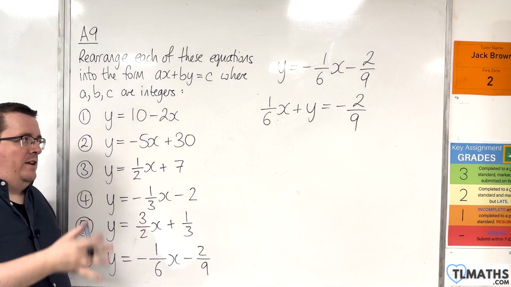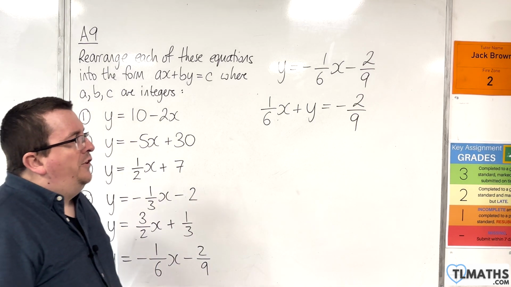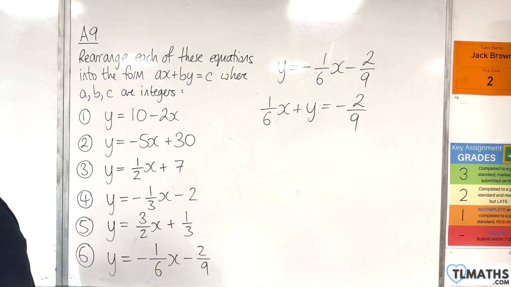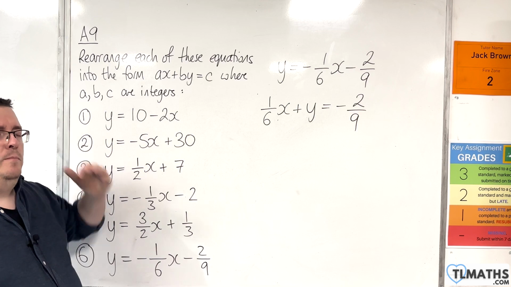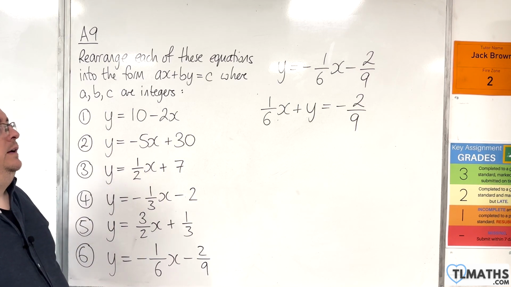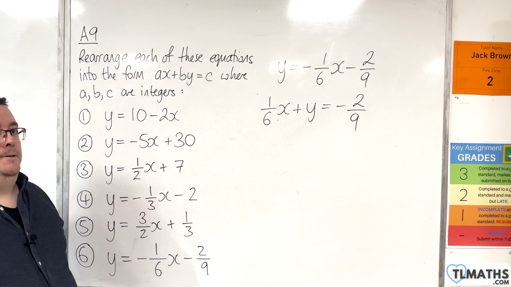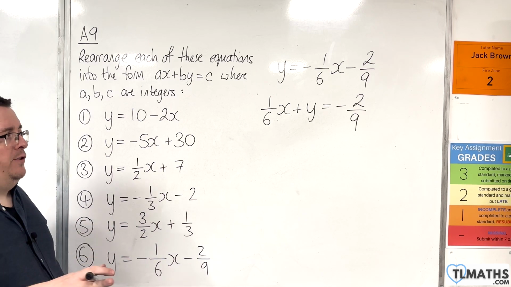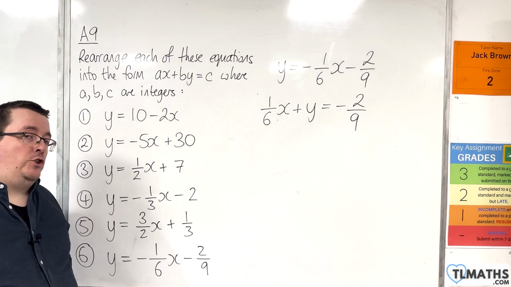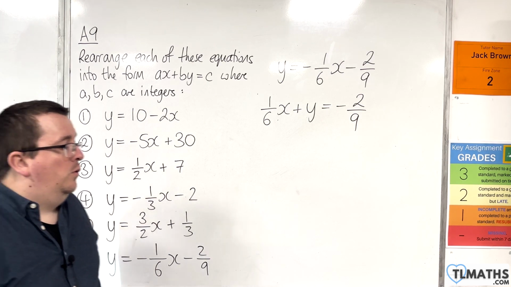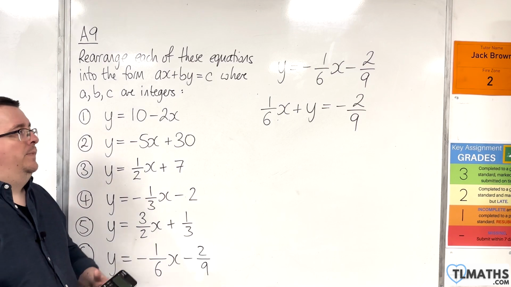Now, 6 and 9 both have a common factor of 3. So if you wanted to multiply it through by just one number and get it in its simplest form in one go, you want to multiply through by the lowest common multiple of 6 and 9. So that would be 18. Okay? If you multiplied through by 18, then not only will it get rid of your fractions in one go, but also it'll be written in its simplest form.